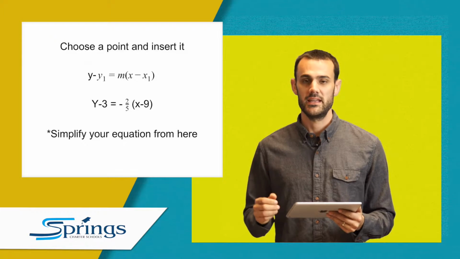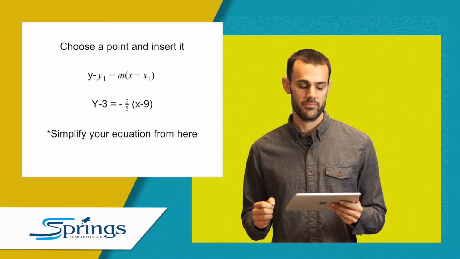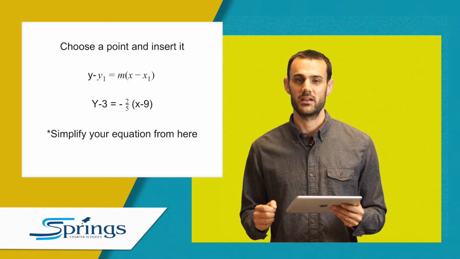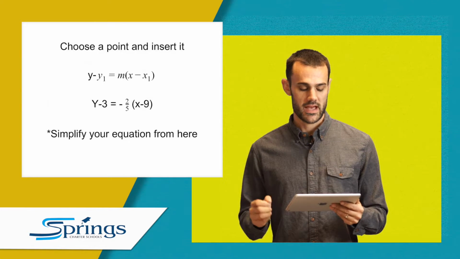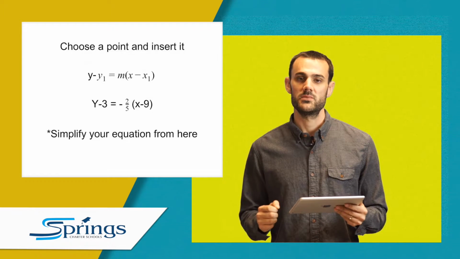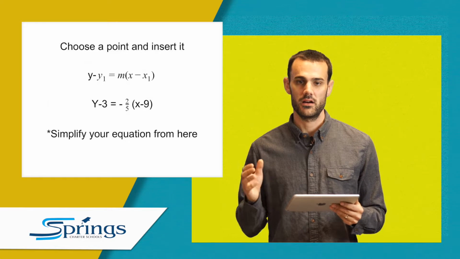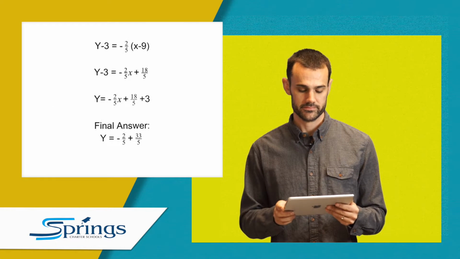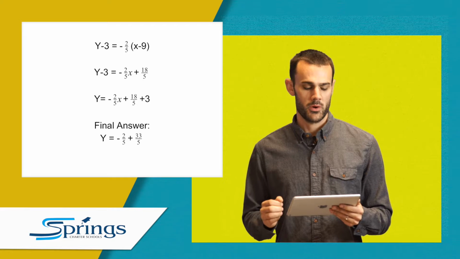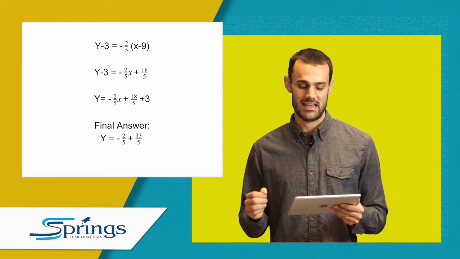So choose a point and insert it into the formula. So again, that formula looks like y minus y1 equals m times x minus x1. So we have y minus 3 equals negative 2/5, and inside of our parentheses we have x minus 9. So from here we're going to go ahead and simplify our equation. Where we're at right now is y minus 3 equals negative 2/5 times x minus 9.